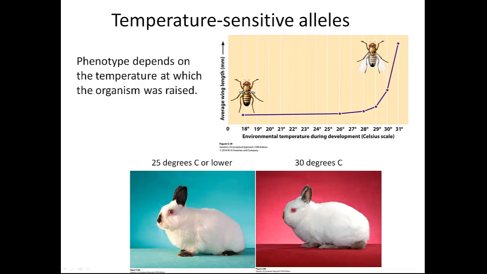Also, in rabbits, the Himalayan phenotype, if you grow these rabbits at lower temperatures, they have darker points, darker ears, nose, and feet, whereas if you grow them at a higher temperature, they have light brown points.